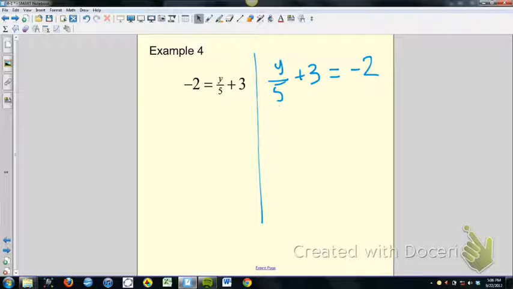Okay, now notice that if you were to just concentrate for a second, let's forget about this equation for just a second. Let's just think about this. Pretend this is an expression, and I asked you to evaluate it.